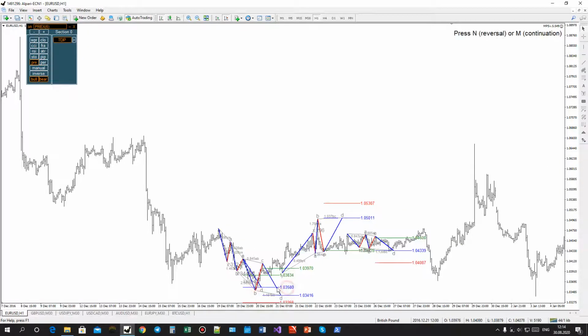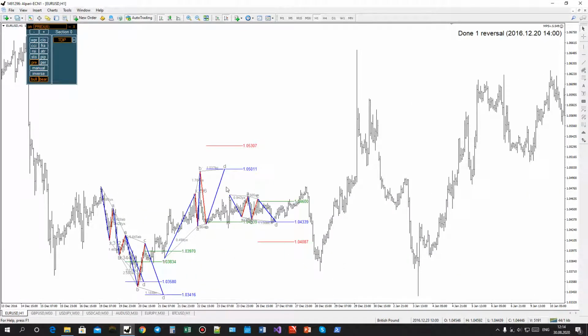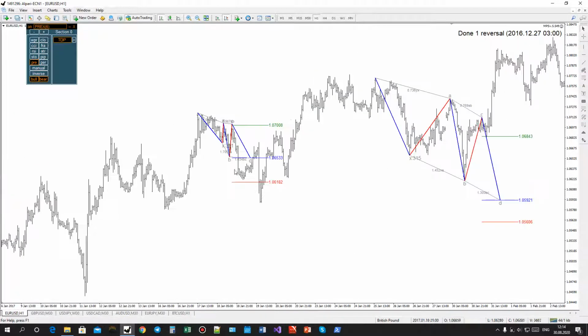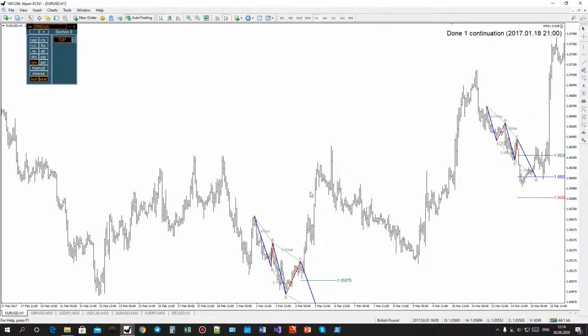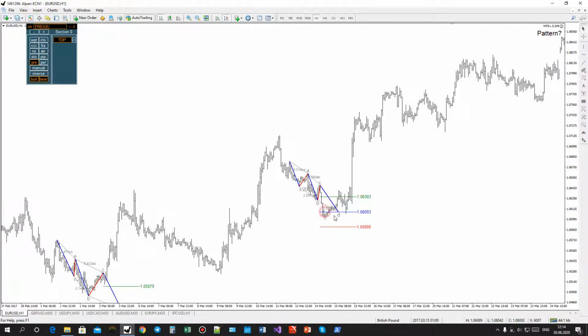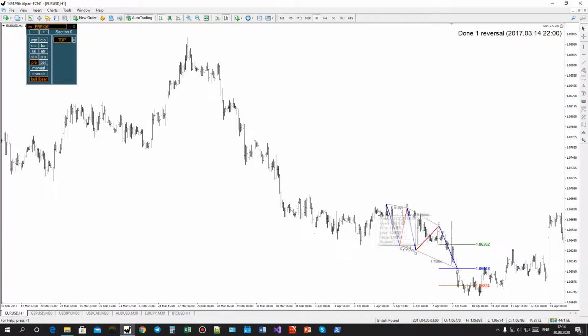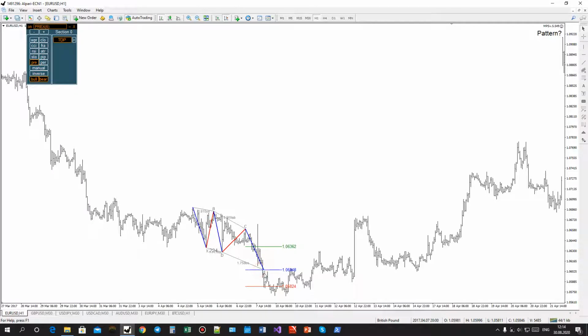Okay, this one is a win. The second one didn't complete. This one is a win, a smaller one. This one is a loss, didn't complete. Invalidated, didn't complete. This one is a win. This one is a loss.